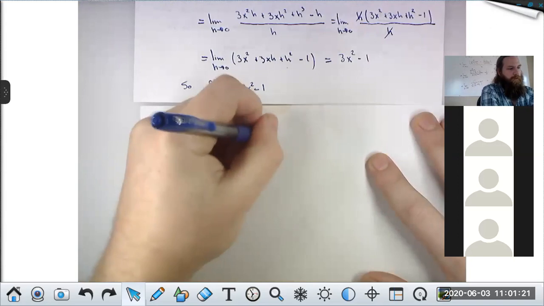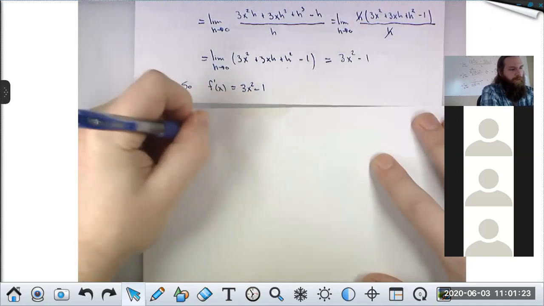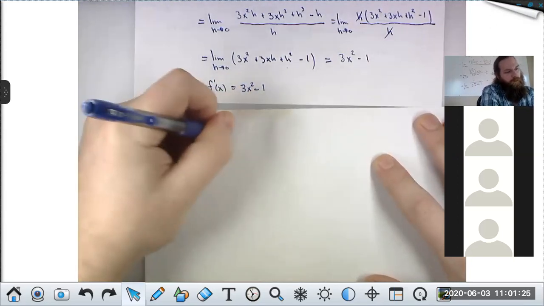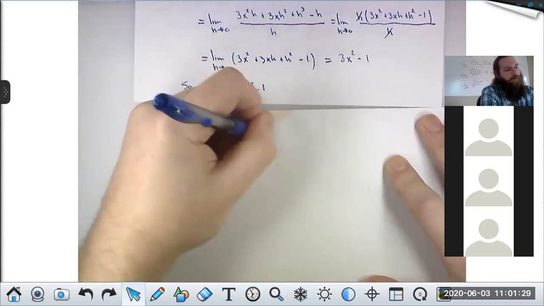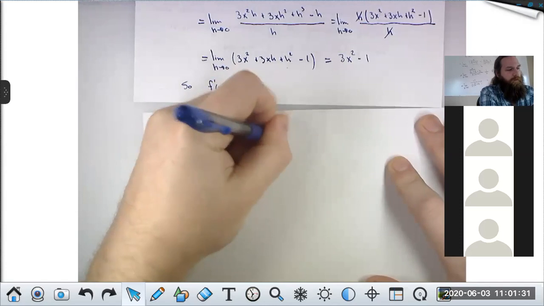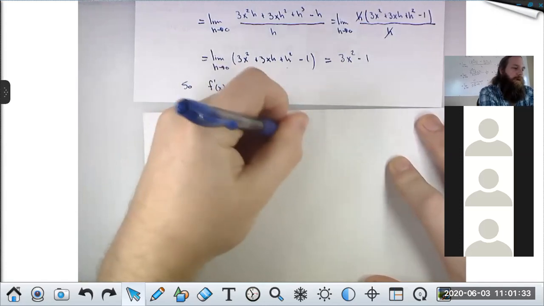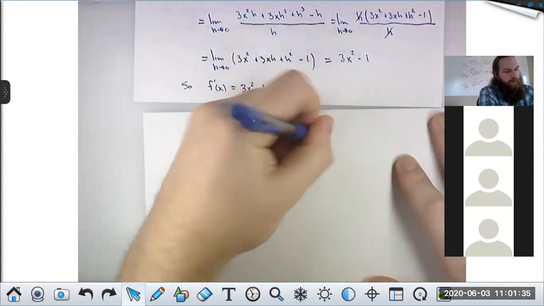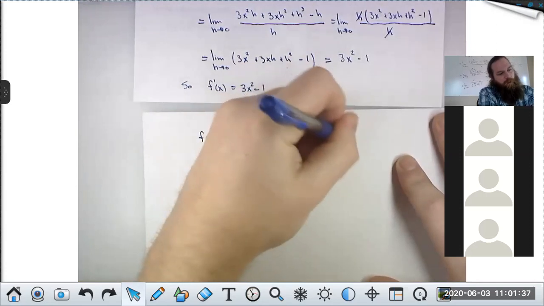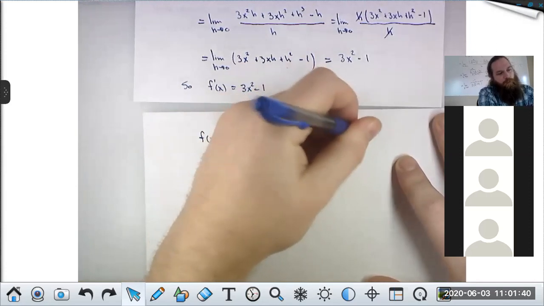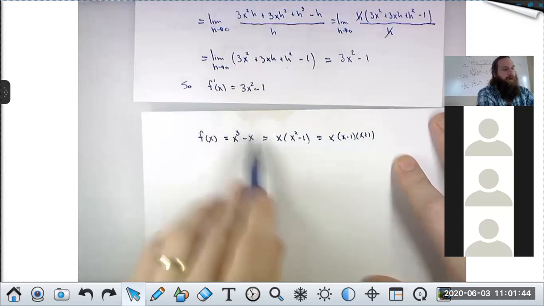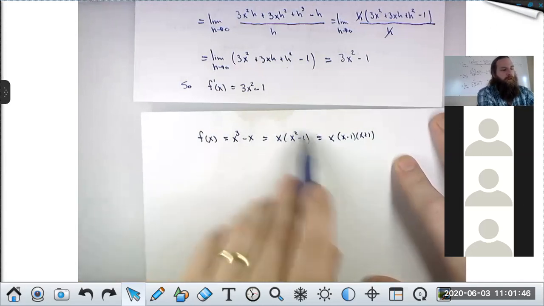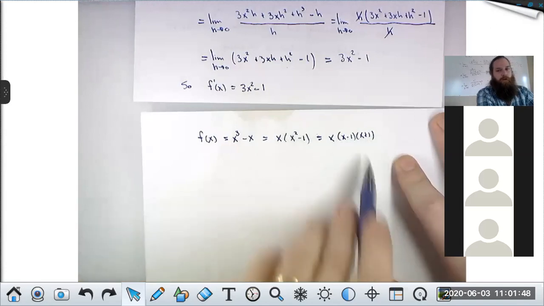How do you graph x cubed minus x? Well, there's two things. First, we should factor it. That's x times x squared minus 1, which is x times x minus 1 times x plus 1. So first I factor out the common factor of x, and then this piece which is left over I factor as a difference of squares.